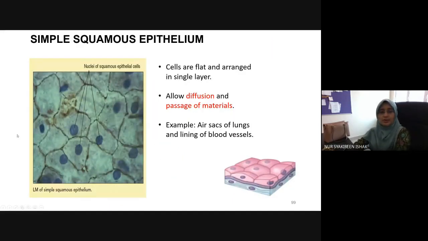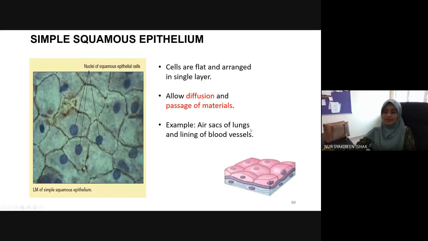So kita tengok satu-satu. So simple squamous epithelium: simple, one layer; squamous, the shape of the cell that is flat, okay, squished. So cells are flat and arranged in a single layer. So this allows diffusion and passage of materials. So where can you find it? Air sacs of the lungs and lining of blood vessels.